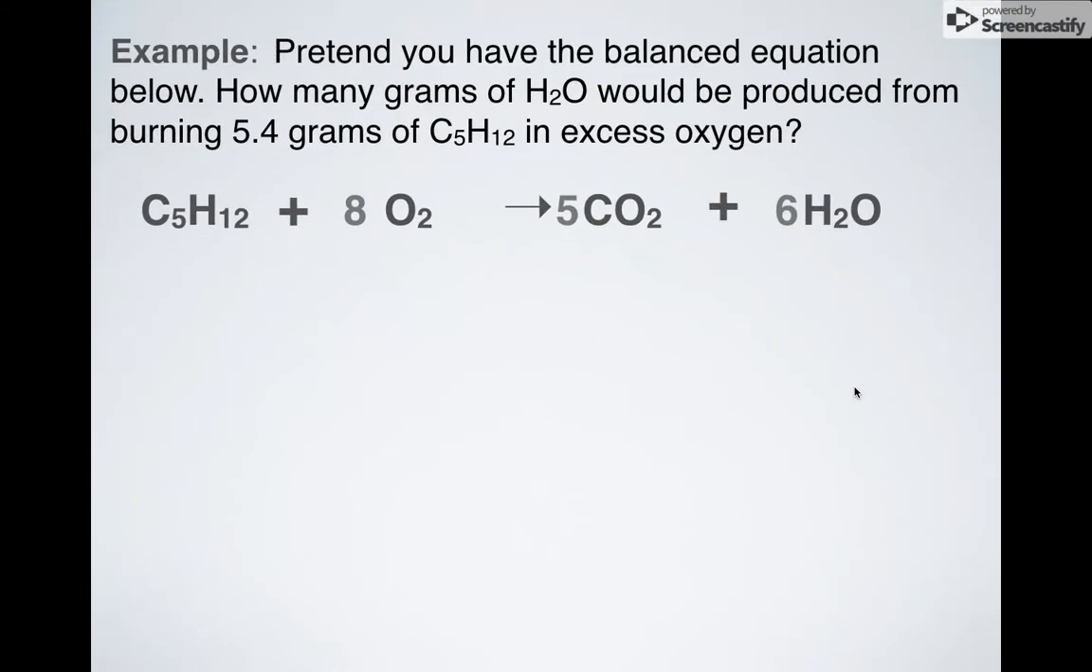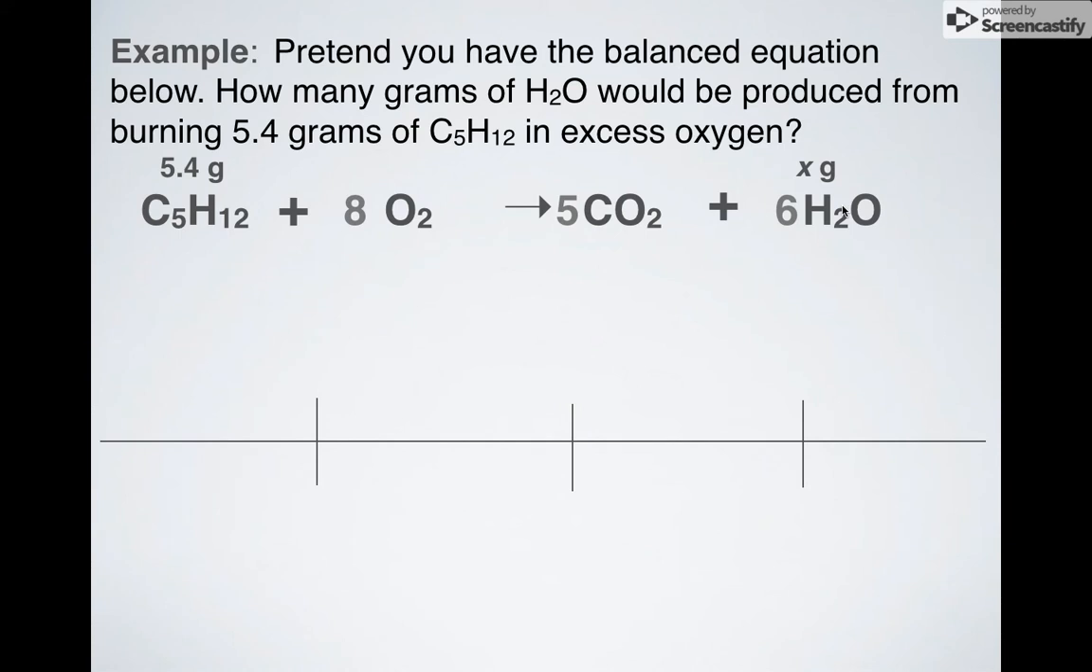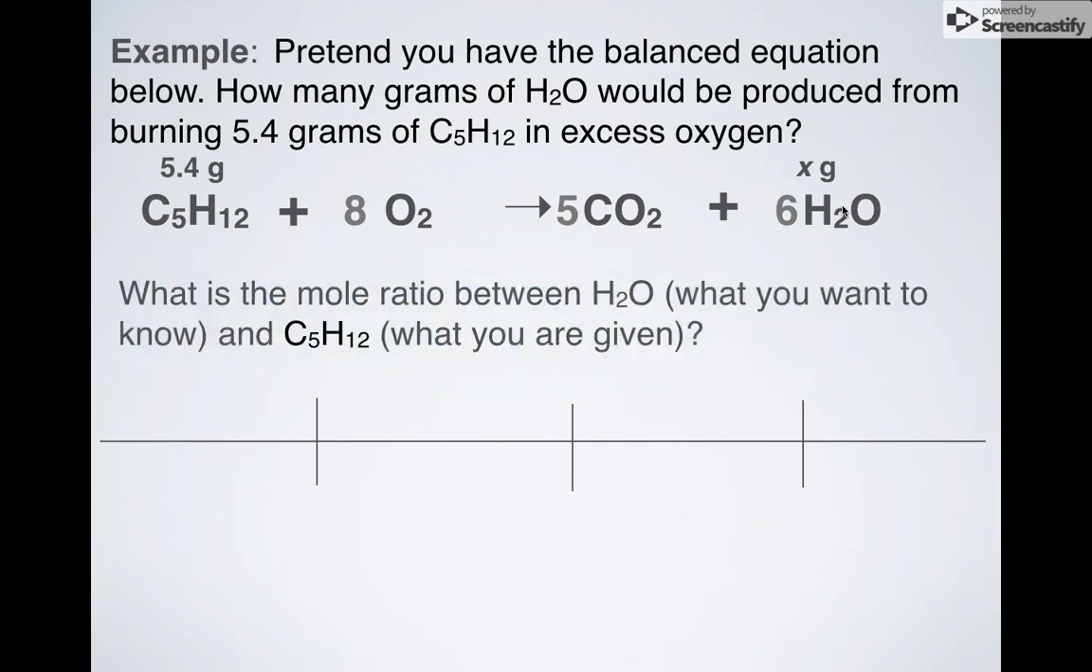So let's take a look at this. Pretend I have this balanced equation. How many grams of H2O would be produced from burning 5.4 grams of C5H12 in excess oxygen? Always the same, right? What am I given? 5.4 grams of this. What do I want to know? How many grams of this? Now, anytime you see grams and grams, that's a 3-step process. So you need a conversion factor box that can hold 3 different conversion factors. What's my mole ratio between those two? 6:1. Nice and easy.